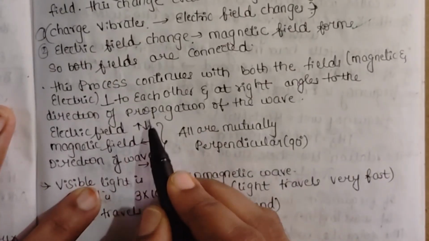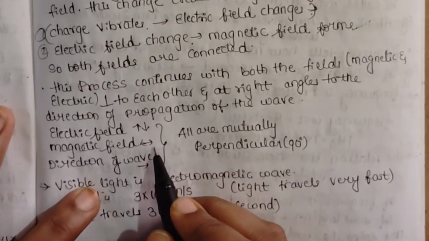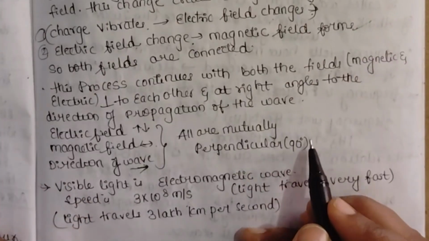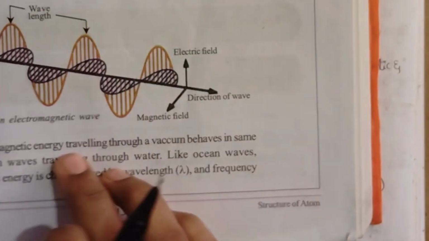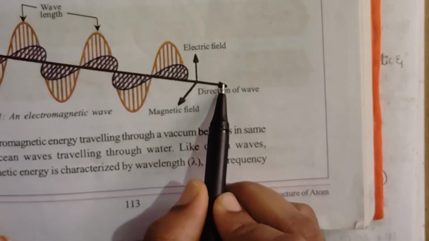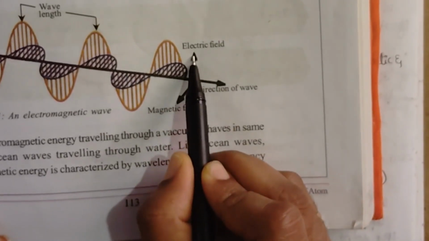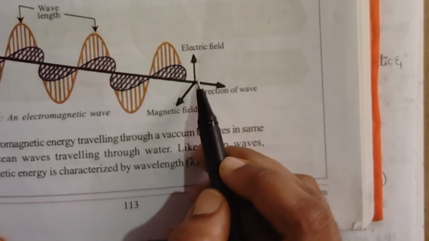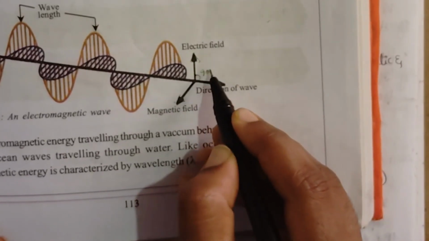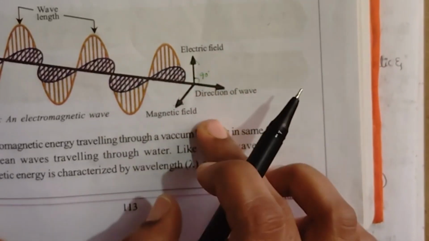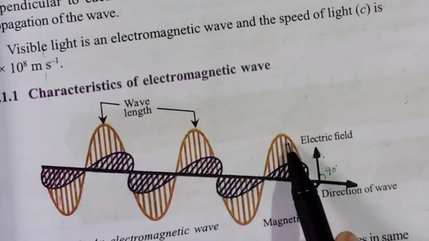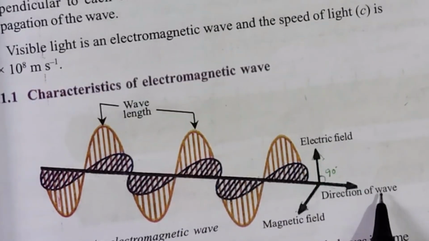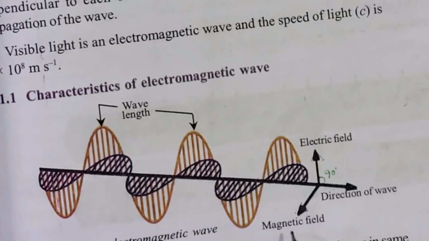If the electrical field is up and down, then the magnetic field will be in this direction, and the direction of propagation will be forward. All are mutually perpendicular, that is 90 degrees. See, in this textbook we can see the direction of the wave is in this way. The electrical field is in the upward direction, and the magnetic field direction is in this way. All three are perpendicular to each other, at 90 degrees. The propagation of the wave is in the forward direction.